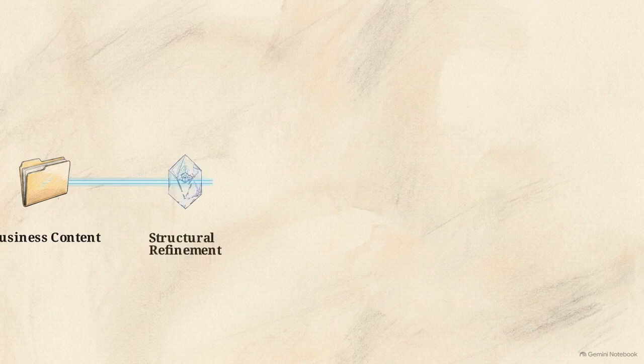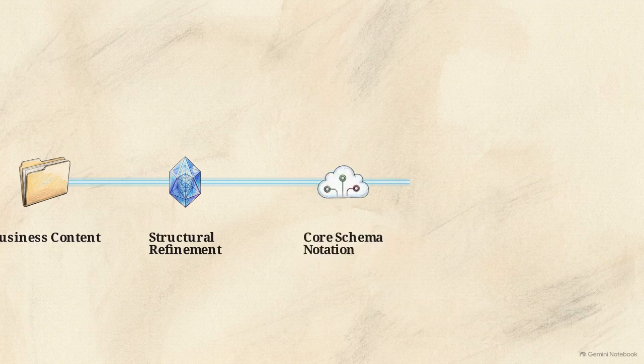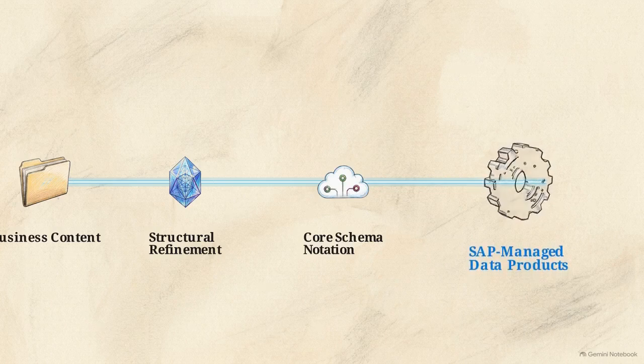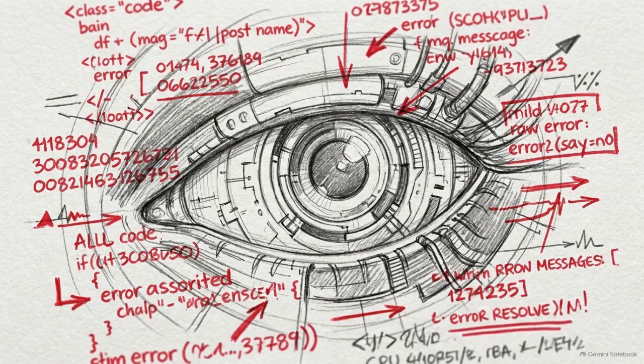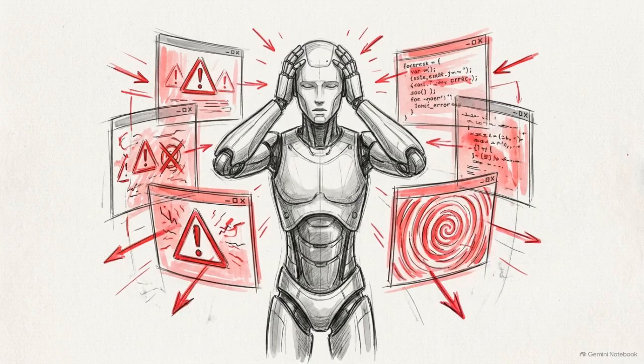It begins with early business content and info objects, evolves into core schema notation, and exists today embedded within SAP-managed data products. Feeding raw, untranslated transactional tables directly into modern large language models and autonomous agents is an engineering error. Without semantic context, the AI hallucinates or fails entirely.